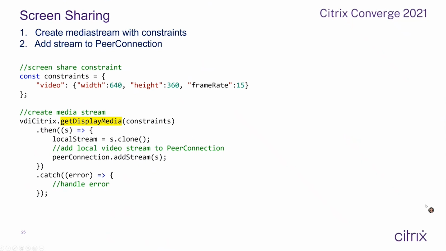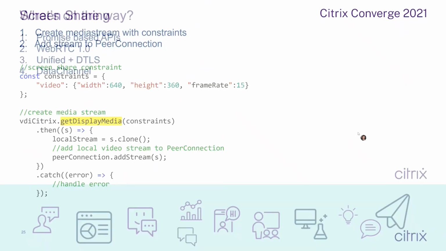All right, so screen sharing is also supported via get display media. The function signature is the same as standard native web API. Once media stream is created from get display media, we can clone the stream to peer connection. So that's pretty much the steps involved for setting up the call.